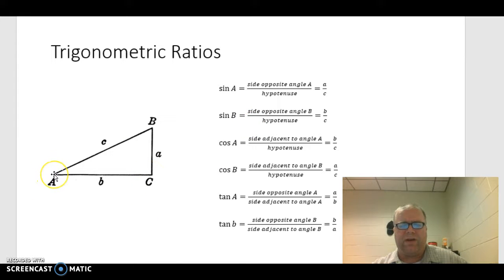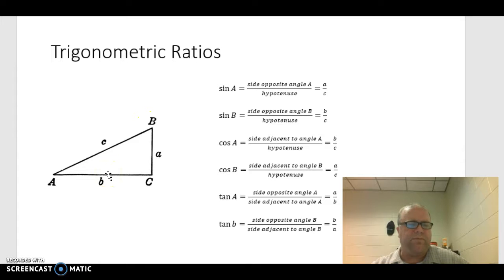So if I'm talking about A, my adjacent will always be the one touching it that's not the hypotenuse. And the same thing with the angle B. It's going to be the side that's touching it, which is not the hypotenuse. And then the opposite is the side that doesn't touch that angle at all. So the opposite of A would be little a, and the opposite of big B would be little b.